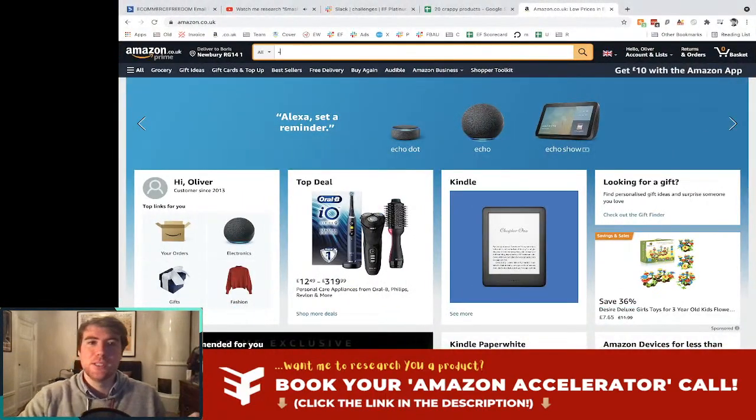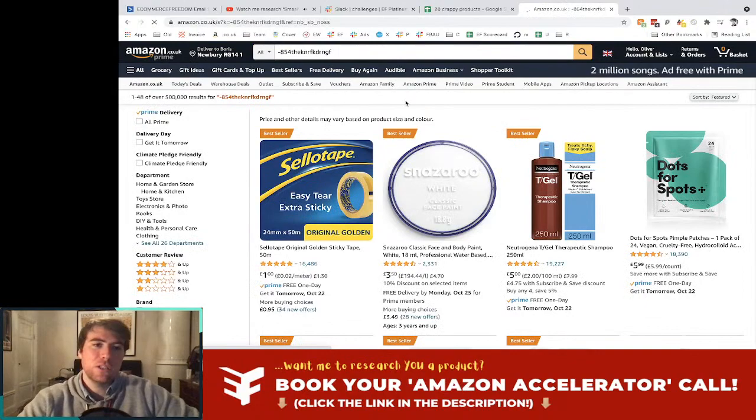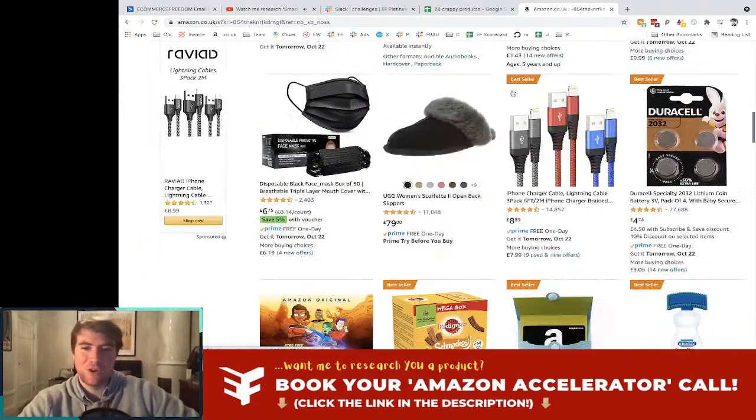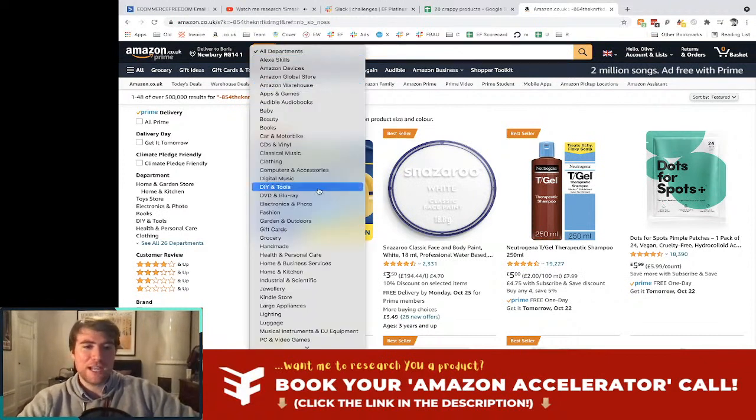All right. So the first thing I like to do is just type in -key and then a load of random characters. And then you're going to get everything on Amazon. Because this search says, Amazon, show me everything that doesn't have this in it, which is obviously everything, because nothing has this in it, right? Or very unlikely.